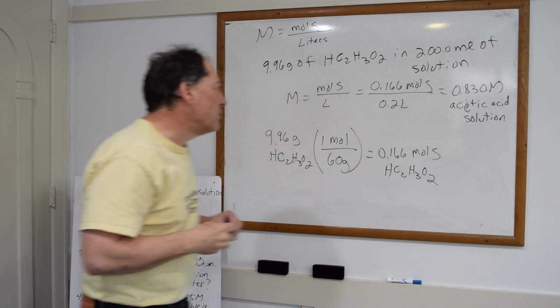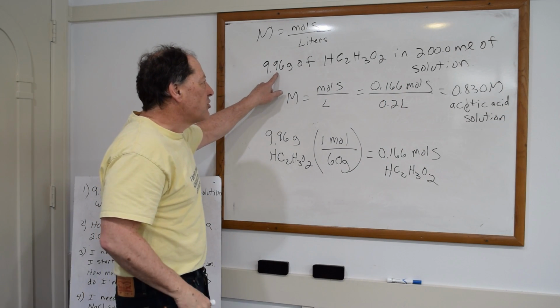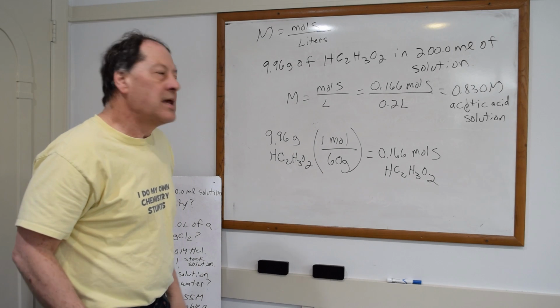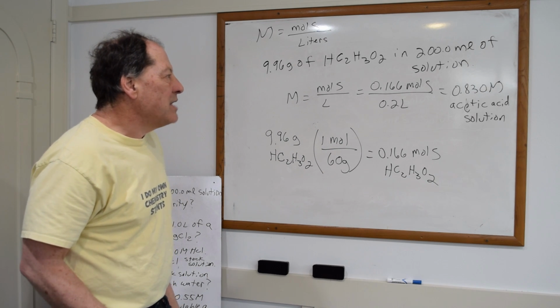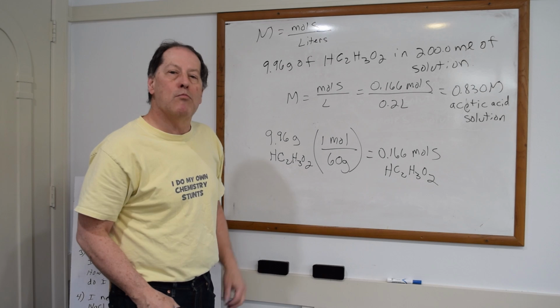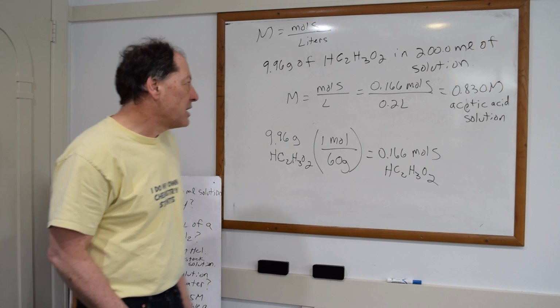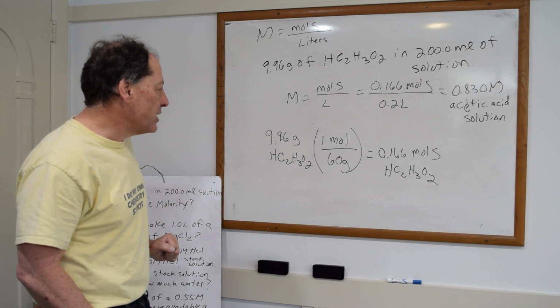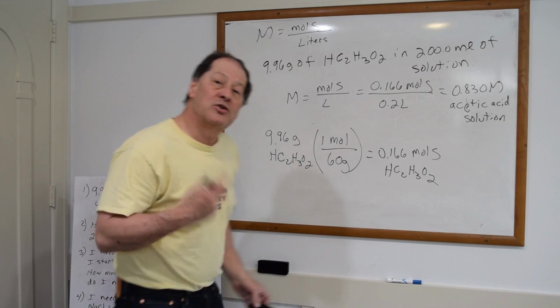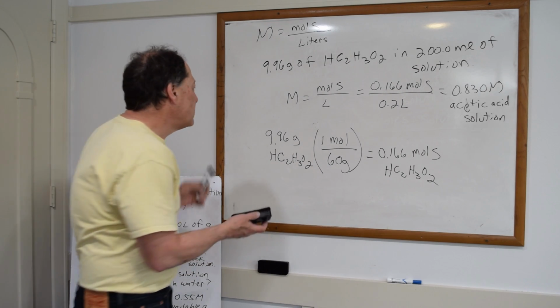Okay, so what I've created by putting in 9.96 grams of acetic acid in the solution is what we would say a 0.830 molar solution of acetic acid. So that's just using that molarity equation. Okay, let's do another one, but a little bit differently.